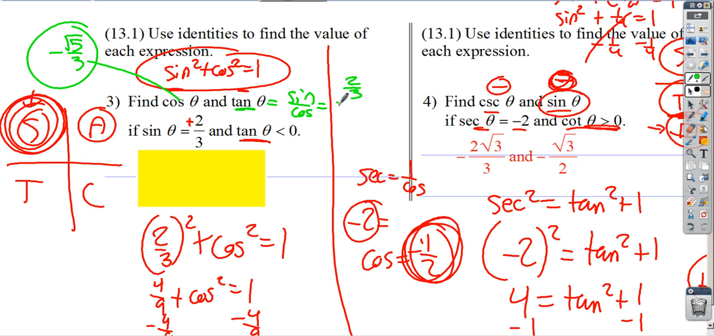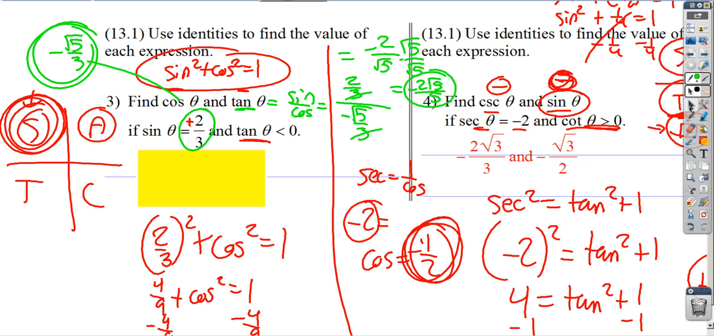We have sine equal to 2 over 3. They told us that here. We just found cosine was negative root 5 over 3. And when you divide these, the 3's will cancel. You'll get negative 2 over root 5. And when you rationalize that denominator, you'll get negative 2 root 5 over 5.